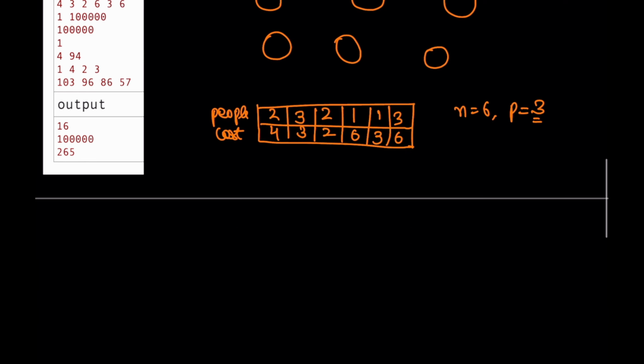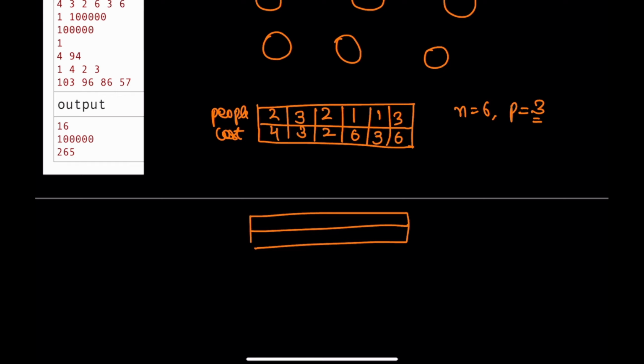Suppose I have this person and I have this person. Now this person would tell it to the other person at a cost of 2. This will tell it at the cost of 6. So obviously I will prefer this one over this one. So first I will simply sort it based on the cost.